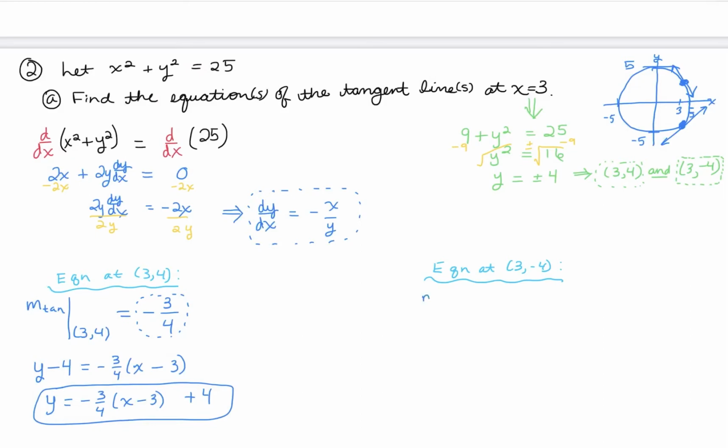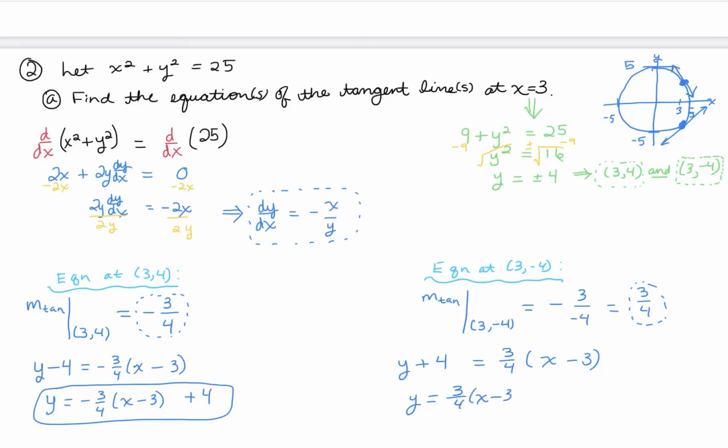All right, let's do the slope of the tangent line evaluated for our second line here at (3, -4). So negative x over y, so -3 over -4 is going to give us positive 3/4 for that slope. And so now y minus the -4 takes us to y plus 4 equals positive 3/4 quantity x minus 3. And again, I'll just leave it essentially in the same way. I'll just subtract that 4 over to the other side. So there are the two equations of those lines at x equals 3.